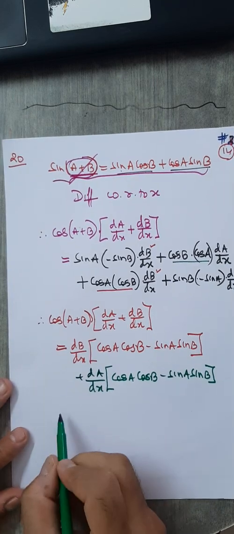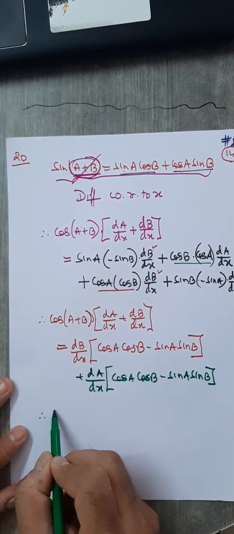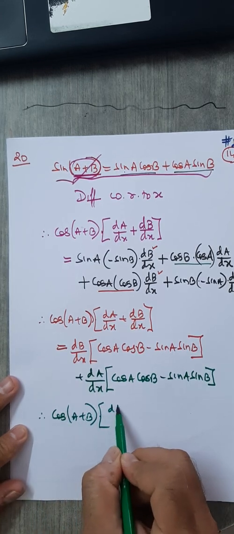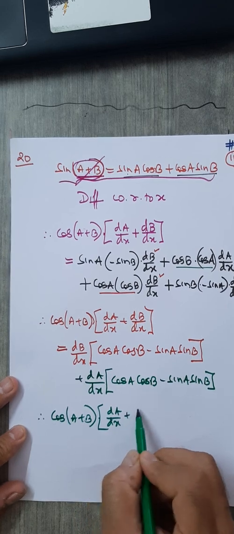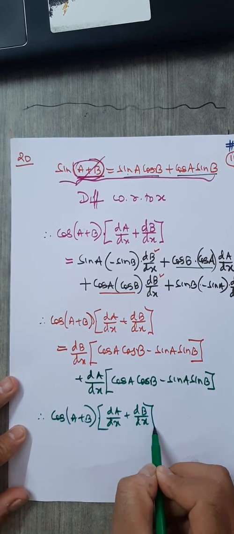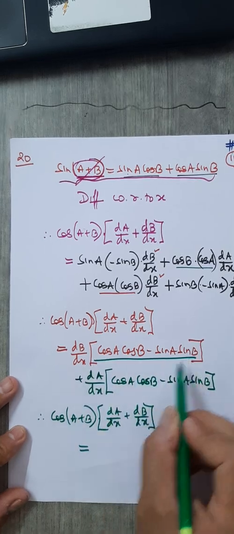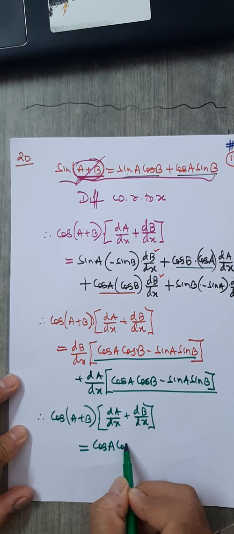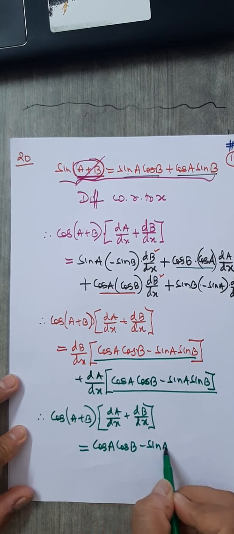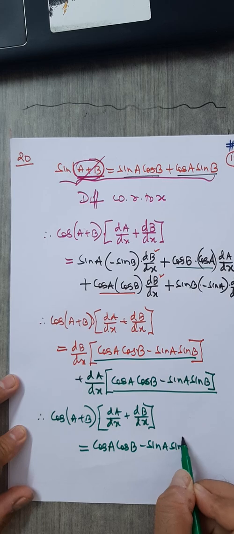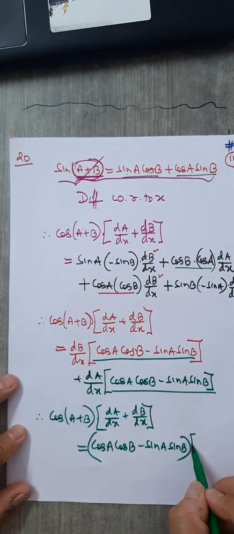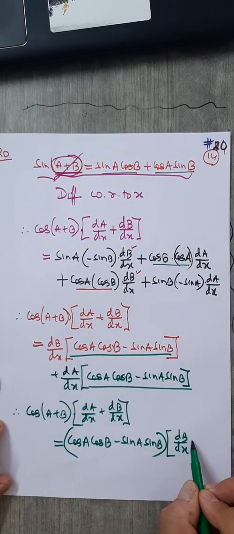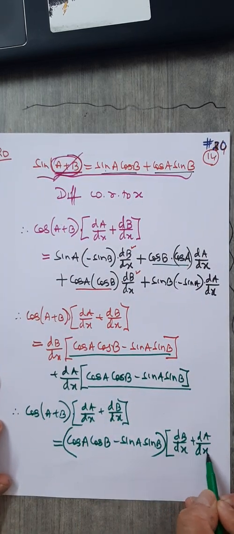Now again on the RHS, let me write cosine a plus b into dA by dx plus dB by dx, this is as it is. Here again the square bracket you take common, so inside the bracket cos a cos b minus sine a sine b. On RHS I'm taking this much common, so here you are left with dB by dx, here you are left with dA by dx.